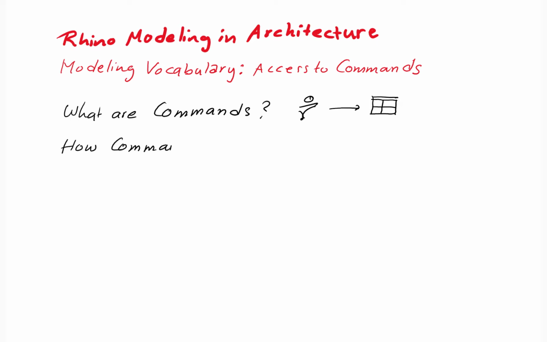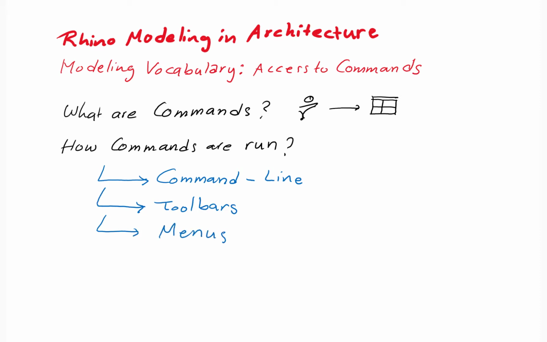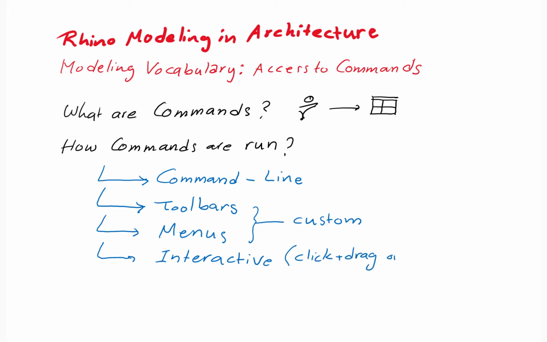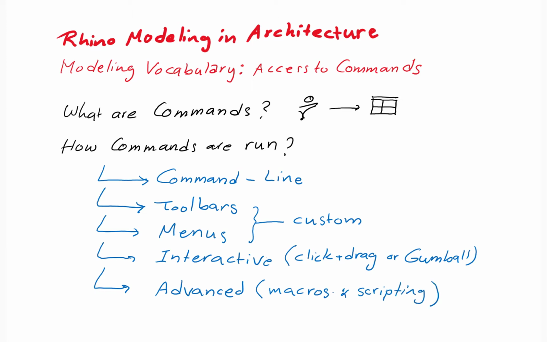Rhino allows invoking any command in many different ways using command line, toolbars, menus, or interactively through widgets, mouse, and keyboard events. The different ways to access Rhino commands means that users have the flexibility to choose the method they are most comfortable with to help increase their productivity. For more advanced access, Rhino also supports creating custom commands through macros and scripting.